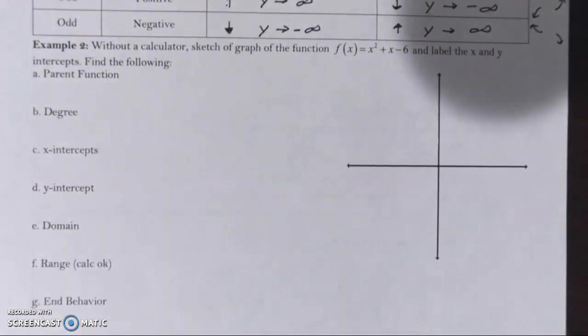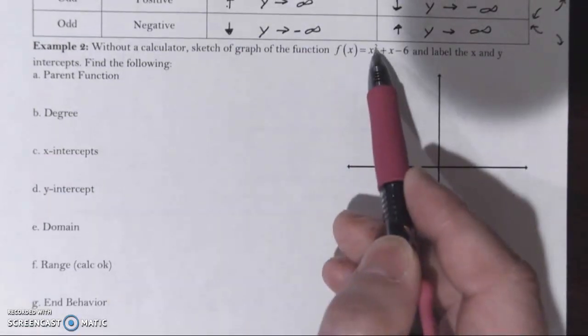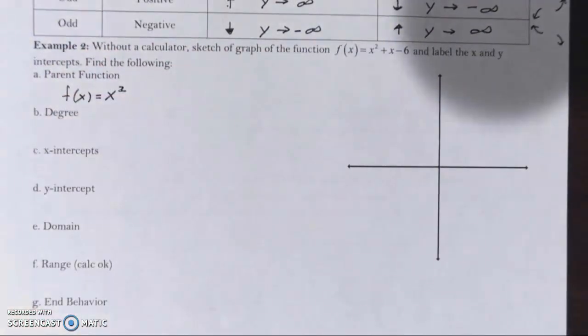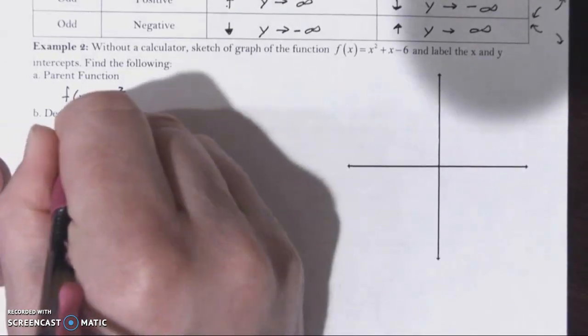We'll ask you for its parent function. This is a quadratic, a degree 2 polynomial. Its parent function would be x squared. Okay, so that's how we should be comparing it. The graph should look similar to an x squared graph. What's the degree? The degree is 2.